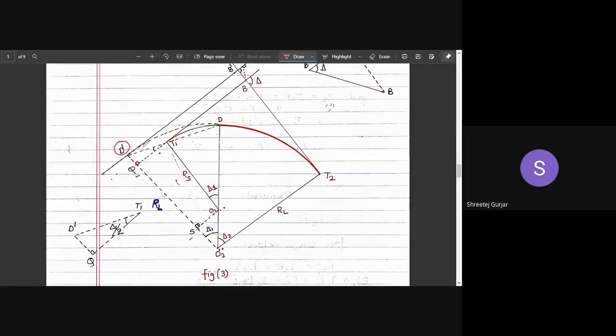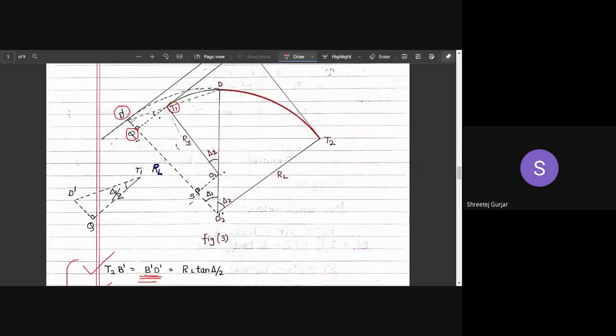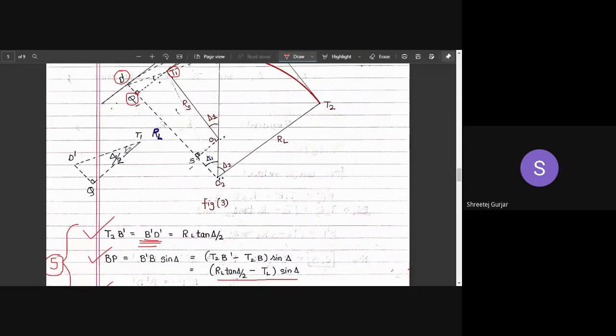Okay, so this triangle which you can see, T1 D dash Q, I have drawn an enlarged view for you so that you can clearly observe this. So this angle over here, as I've told you, whatever is the angle delta 1 over here, half of it will be over here. So delta 1 by 2 is the angle over here.